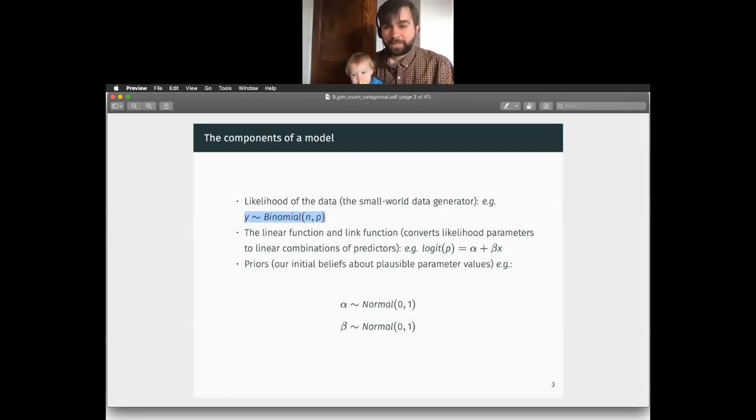In the case of the binomial likelihood, N is the number of trials, and P is the probability of the outcome being equal to 1 or true. Probability of success is often how that's described. So our likelihood is the statistical model that we use to describe the distribution.